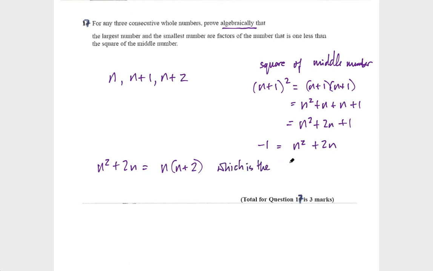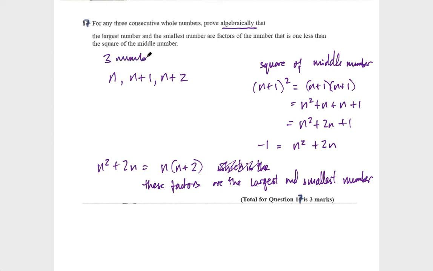Which is, these factors are the largest and smallest number. So if I've started with my 3 numbers, that's the middle number squared, and that shows n plus 2. These factors are the largest and the smallest number. So I've shown that the largest and the smallest number are factors of the number that is 1 less than the square of the middle number.